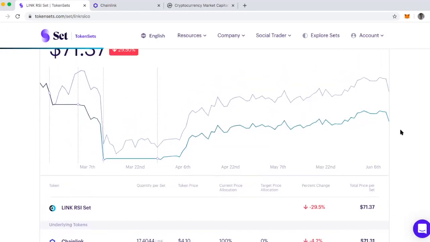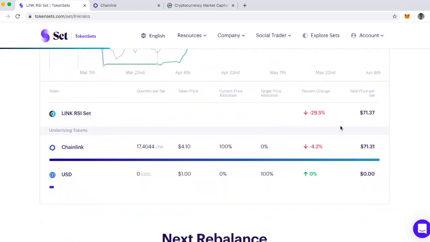But if we go back to that time frame, you can see now that holding the Link RSI set, you would be down 30% today from that date, February 20th. If you simply held Link, you would only be down 4%. So this set has performed very poorly against just holding Link over the last 3 months. So what a difference that makes.